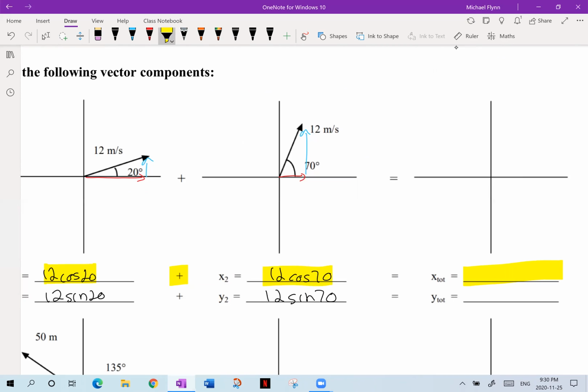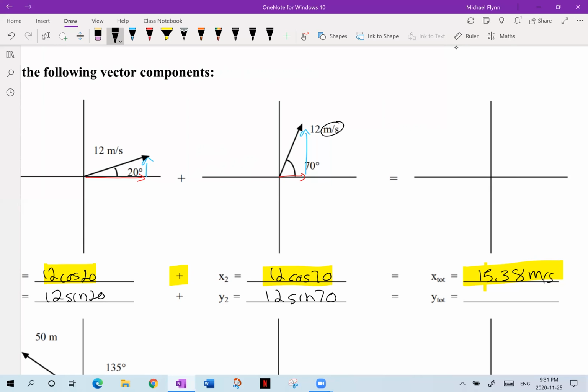Now these vectors are along the same straight line, so we don't need to draw a triangle. We don't need to use sine and cosine law. We don't need to use the Pythagorean theorem. We can just add those numbers straight up with a calculator. Okay, so watch. I'm going to do that right now. And I'm going to get 12 times 70 cos plus 12 times 20 cos equals, I get 15.38. So here I'm going to put 15.38 meters per second is the unit.